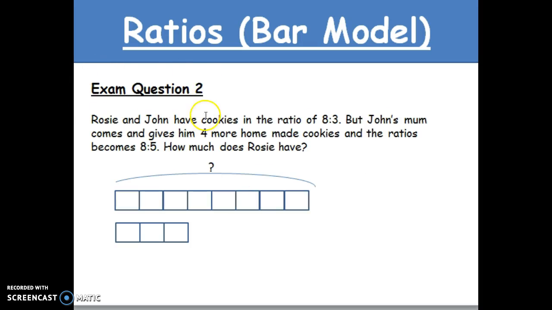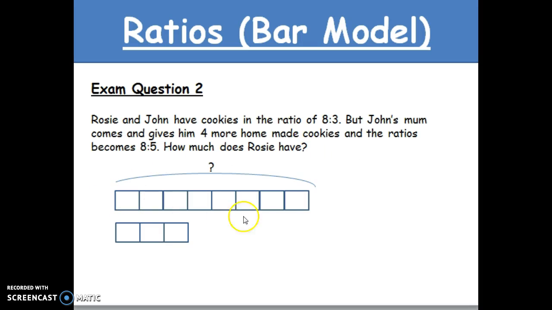Okay, so example 2 in terms of question-wise. Rosie and John have cookies in the ratio of 8 to 3. But John's mom comes and gives him 4 more homemade cookies, and the ratio becomes 8 to 5. How much does Rosie have? So pause the video if you want to try this. Okay, moving on from here.